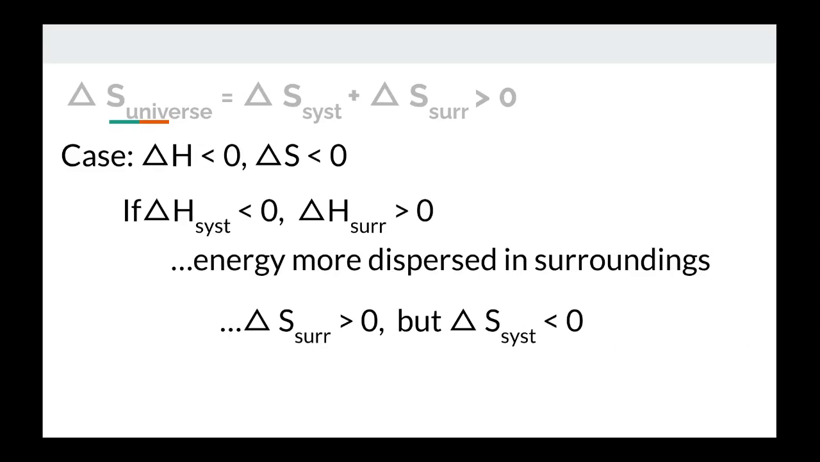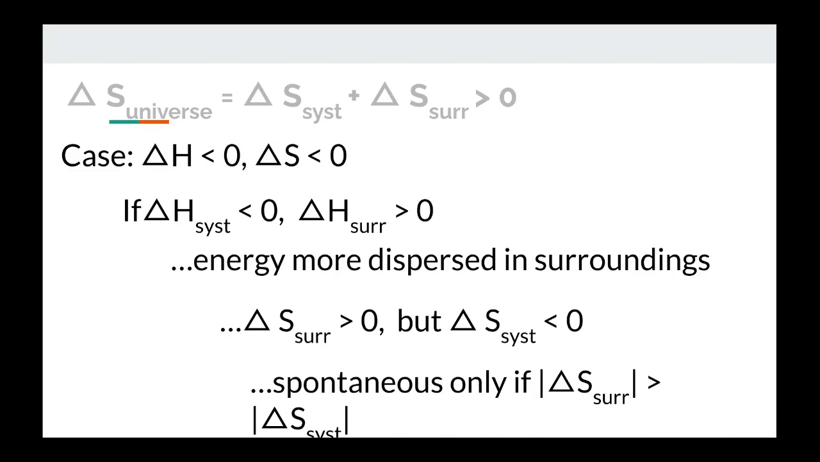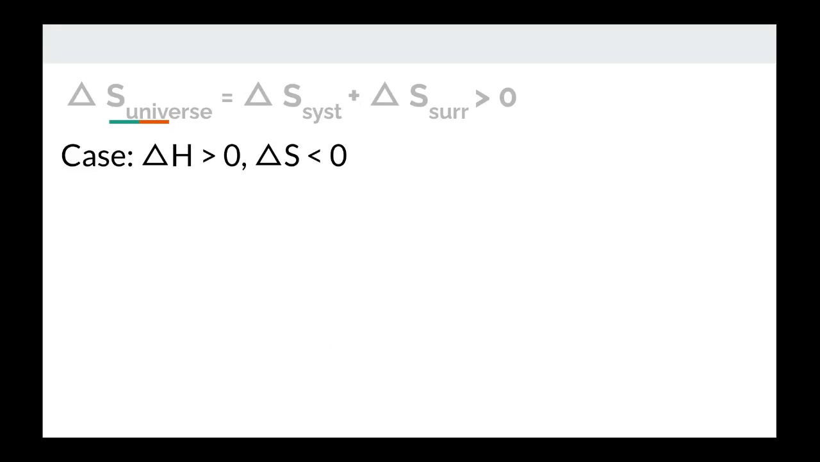So these two are in conflict, and the only way that this is going to be spontaneous is if the entropy gained by the surroundings is more than the entropy lost by the system. So it's sometimes spontaneous. Next case, delta H is positive, so this is an endothermic reaction, and delta S is negative. So this means fewer microstates available.